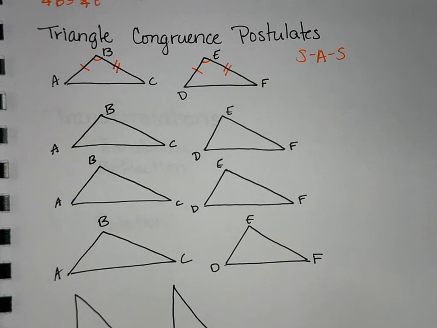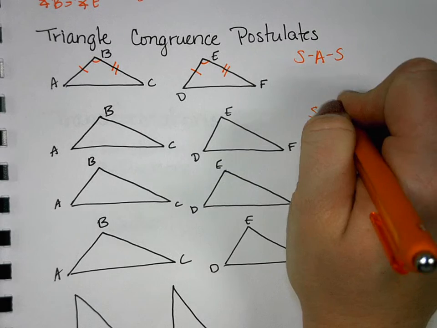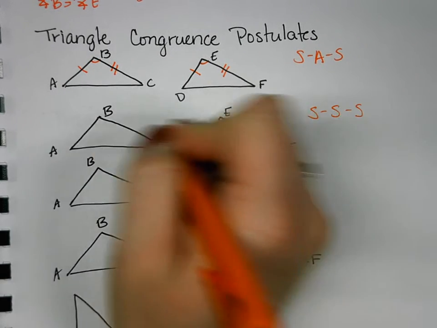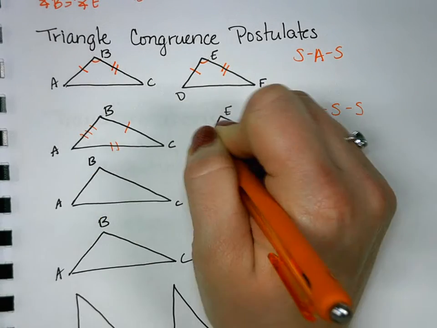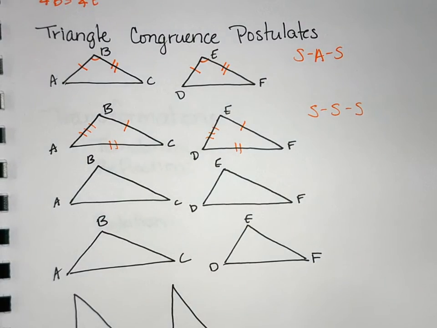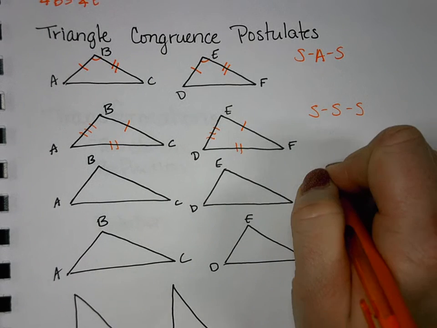What was another one? Side, side, side. If we can show all 3 sides are congruent, then we would be able to say that the triangles are congruent. Okay, what's the third one that we did? No. SSA spelled backwards is a bad word. Angle, side, angle.